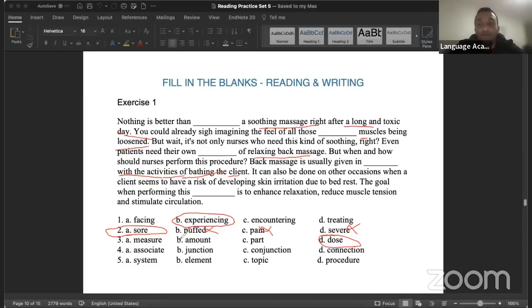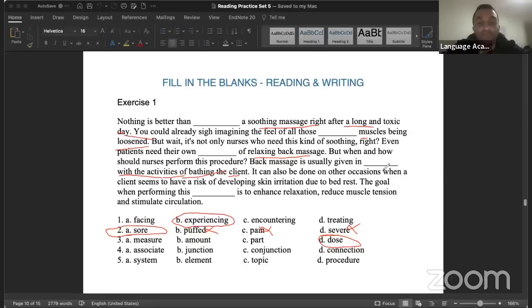A lot of you put associate over there. We use the word associate with, but "back massage is usually given in associate with" doesn't make any sense. If the word was association, in association with, meaning together with the activities of bathing the client, then it would have made sense. Association is a noun, and associate is a verb. You can't use a verb here because given is already a verb. "Is usually given in association with the activities", if that was there, I would have put that. So that is why I won't put associate here.